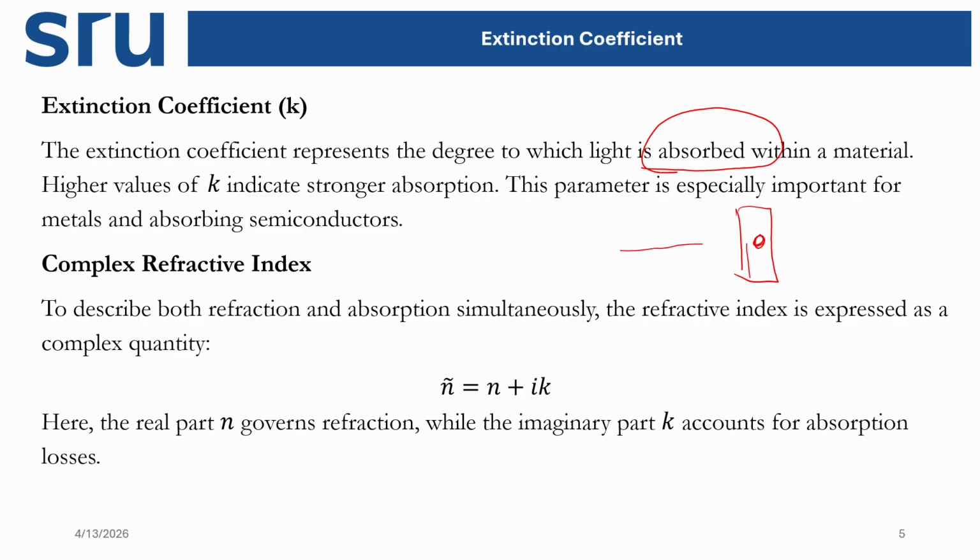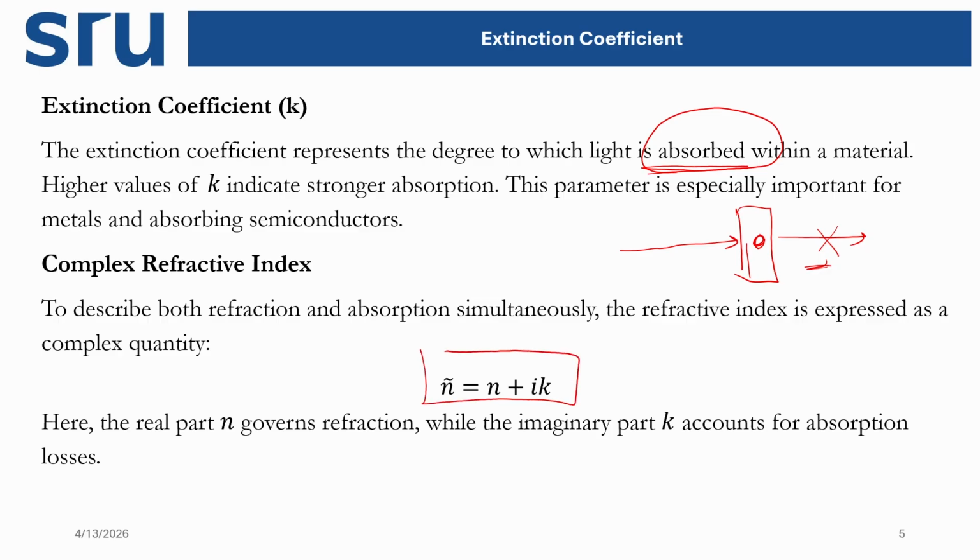Let's say this incident light is coming, then it is completely absorbed, it is not going out. Then we also know how much it is absorbed inside the material. That process we are going to calculate using the extinction coefficient. The higher the k value of the material, the higher the extinction coefficient. So how are we calculating it? We are using these equations. It is a complex number.